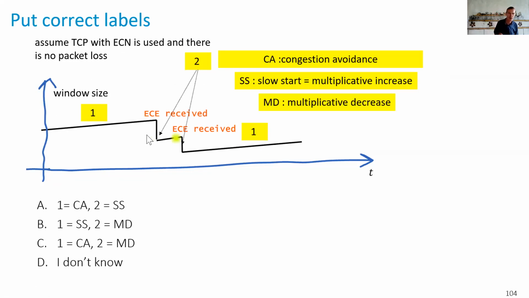So this is how things might look when I look at the congestion window size if I use ECN. There will be no slow start because there will be no packet loss, at least in this optimistic scenario. And we will have only multiplicative decrease and additive increase. By the way, are you able to pattern match those labels to those different phases, 1 and 2? This is our next speak up poll.